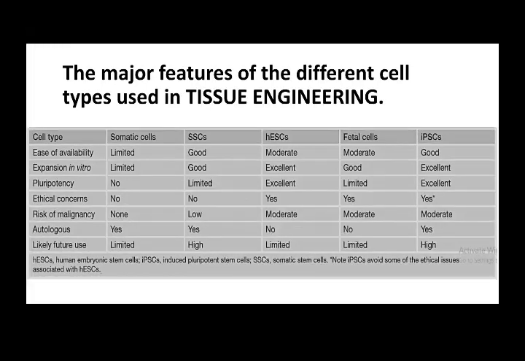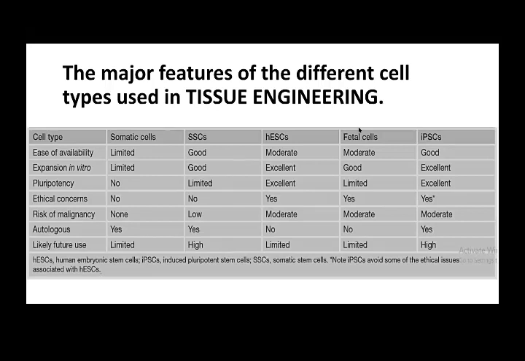Now, the major features of different stem cells include the types used in tissue engineering most commonly. We have the different cell types in this table, lined on the left side. The ease of availability, its expansion in vitro, its pluripotency, ethical concerns that might be involved, risk of malignancy, autologous, and whether it's likely future use, the outlook.